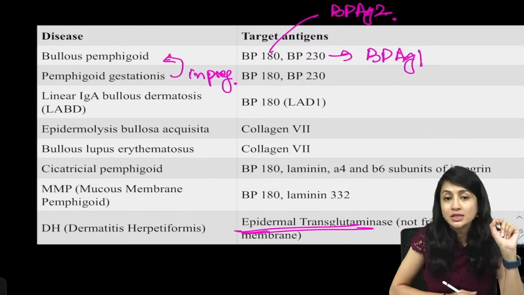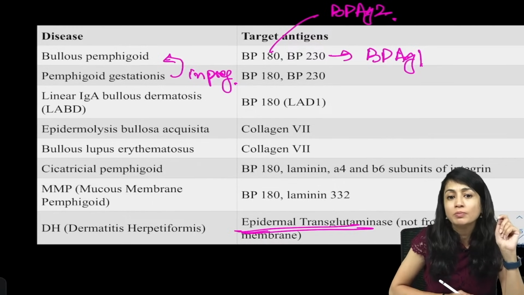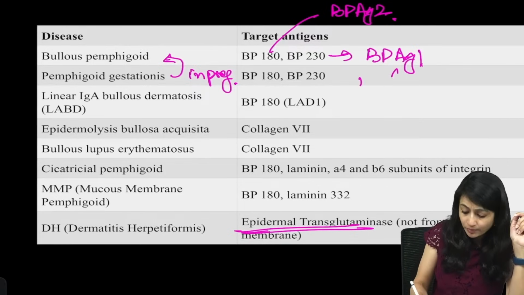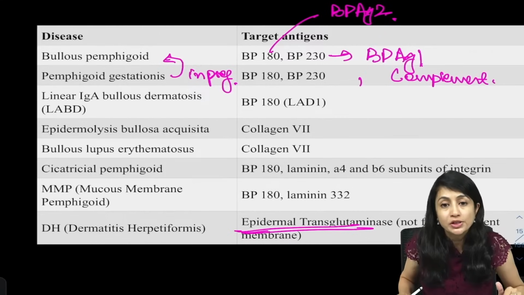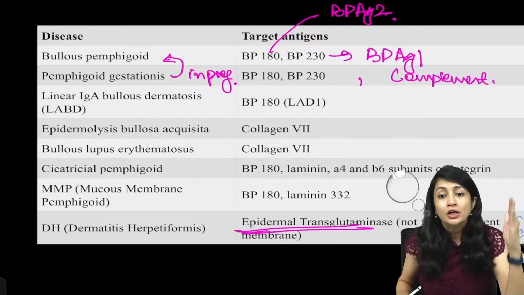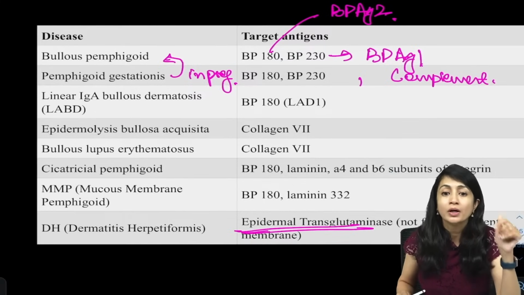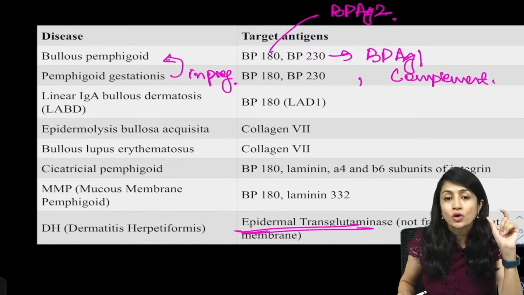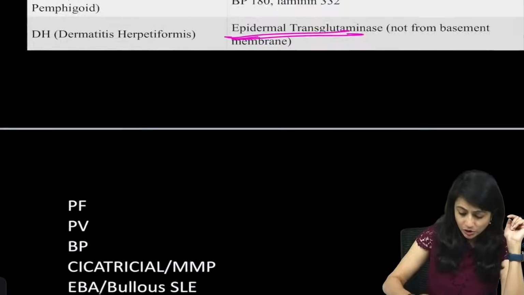Pemphigoid gestationis is nothing but bullous pemphigoid which happens in pregnancy, the antigen being BP 180, BP 230, and commonly complement is also involved here, C3. Right. Next is linear IgA bullous disorder, where the antigen is called LAD1. Lower down we have EBA and bullous SLE. Both of them have antigen as collagen 7. DH we already discussed, epidermal transglutaminase.